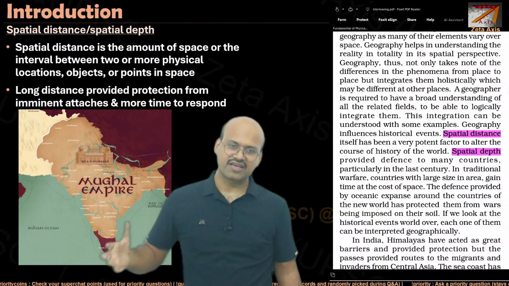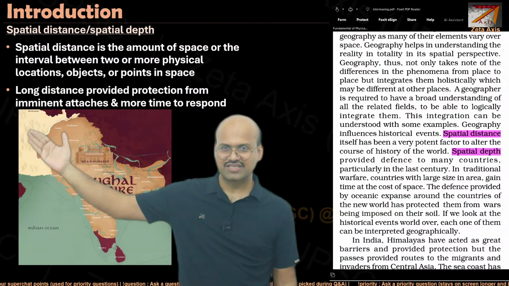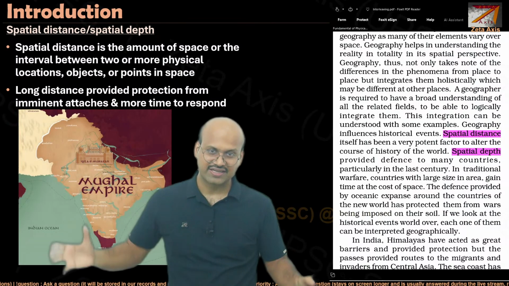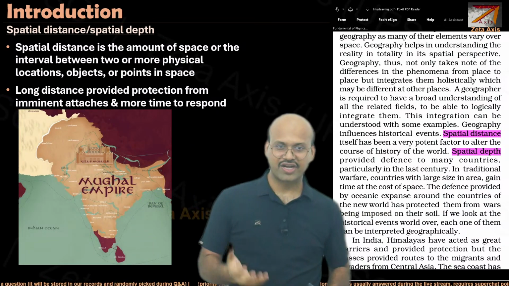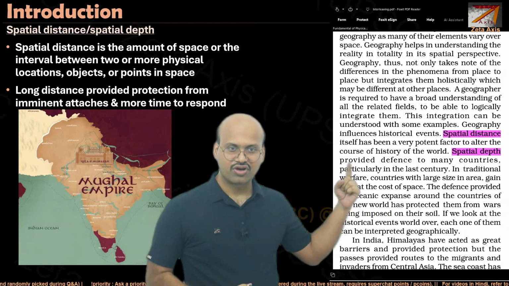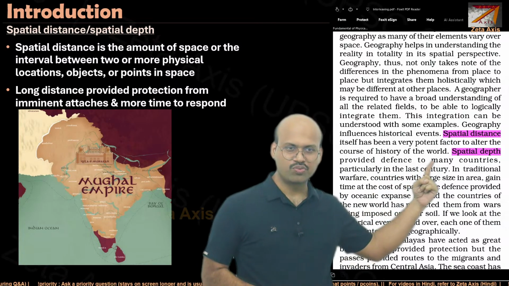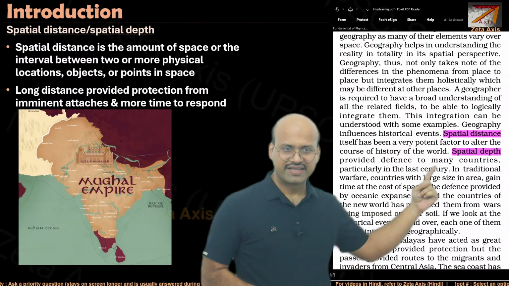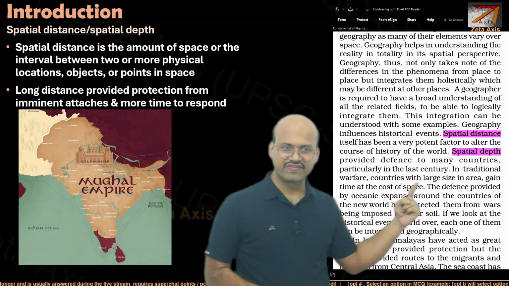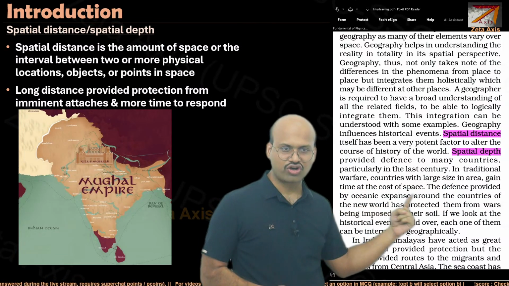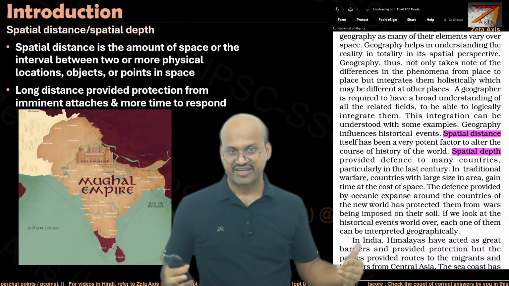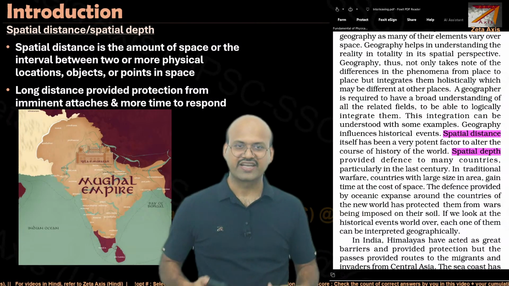Because it can react, it can gather its army. The time this Persian army might take to come from here to here, the Mughal Empire could have collected a significant amount of army or people to resist the attack. So it is saying that historically, spatial depth provided defense to many countries, particularly in the last century. In traditional warfare, countries with large size in area gain time at the cost of space. It gives them time, and because it has a large area, it can strategize its attack, as well as it has more people and more resources.